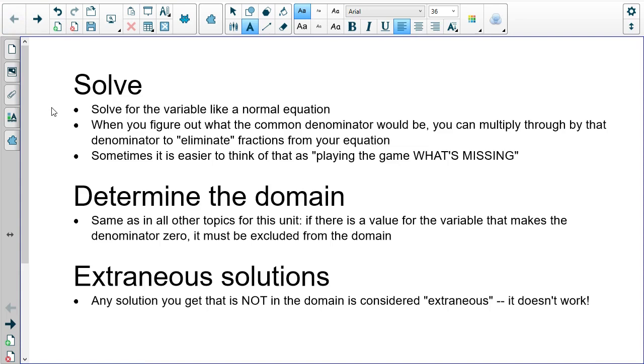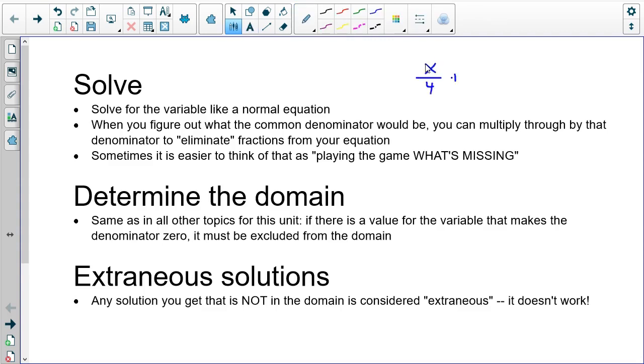When we have the common denominator, we can multiply through by that entire denominator to eliminate fractions from your equation. This is very similar to what happens if you had an equation like x over 4 plus 3x plus 2 over 3 equals 5. What you would do to probably make your life easier is multiply the entire equation by 12. That's because the common denominator of 4 and 3 would be 12. And if I did that, what I would end up doing is getting rid of all of the fractions.